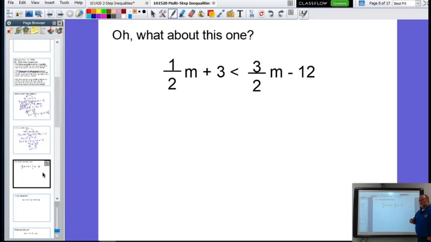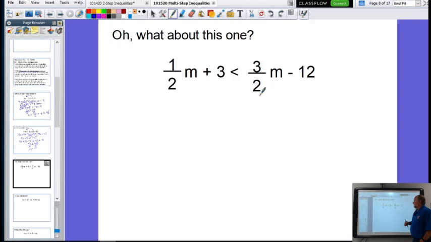Now, just because it has the fractions, are we going to do anything different? No. We're still going to get our letters together on one side and our numbers together on the other. It's just we may have to deal with fractions. So in fractions, though, since we're adding or subtracting them, we're looking for common denominators. Do I have them already? Yes, I do. I have them already.